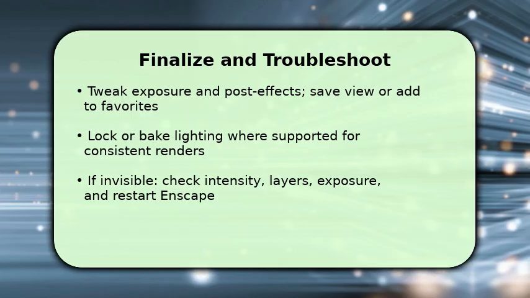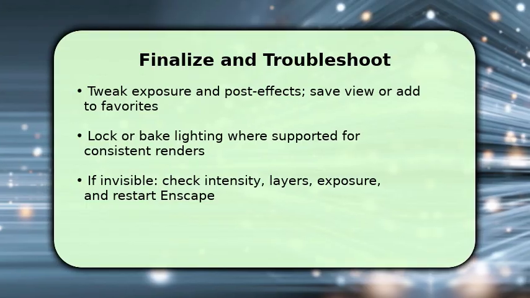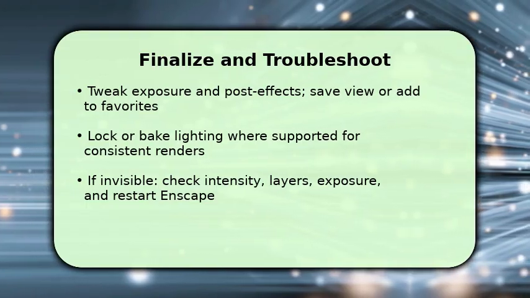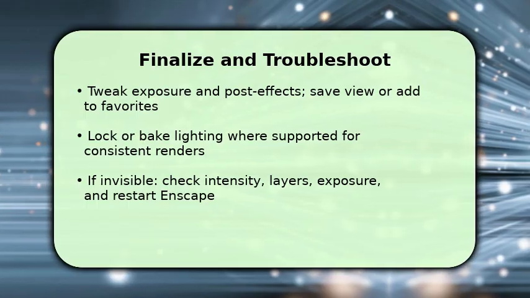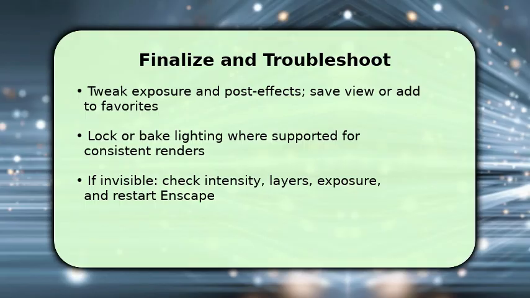If the spotlight disappears or looks wrong, first verify intensity and layer visibility, then check exposure and clipping. Restart Enscape or reload the scene if necessary. This usually clears rendering pipeline glitches and restores the light.